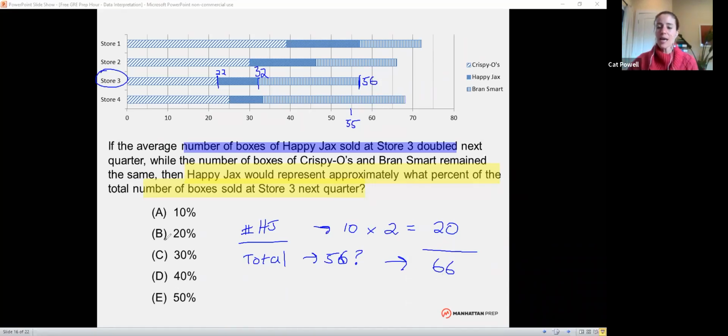They're going up by 10. I can look at 20 over 66 and be like, oh, that's almost a third. And I know that 1/3 equals 33%. So I can go close to that with 30%. But this is a good example of a place where I want to read the graph carefully, but then I don't actually have to pull out my calculator. I can, again, approximate because of my answers. All right. Feeling good on this one? Questions? Okay, let's switch.